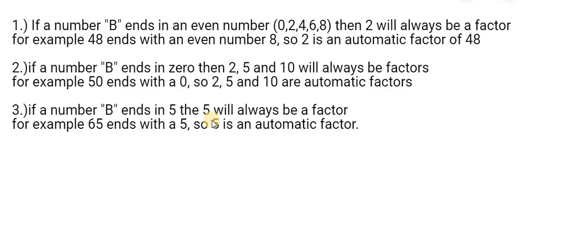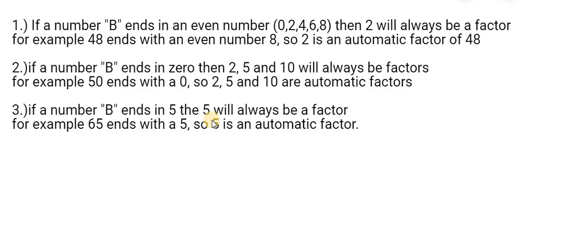Secondly, if a number b ends in 0, that's an even number, so 2 is a factor. But also, if it ends in 0, 5 and 10 will always be factors of that number. So for example, 50 ends in a 0, so 2 would be a factor because 0 is an even number. But also, 5 and 10 will be factors because that number ends in a 0. Automatically. You don't even need to check it.